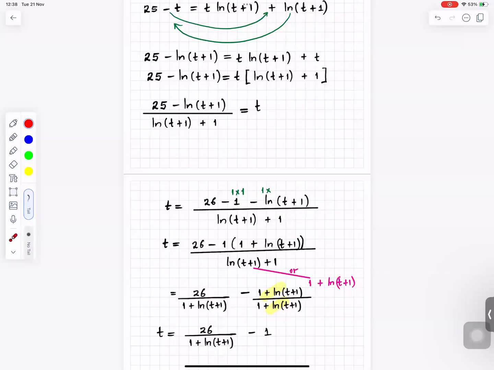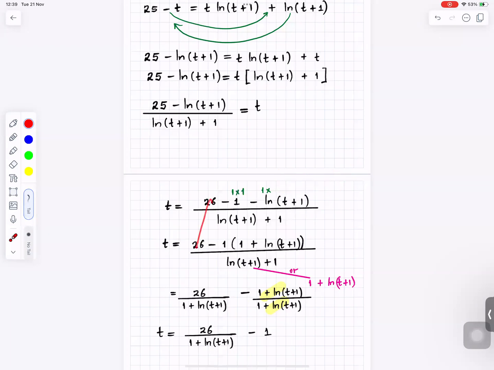These are some mathematical skills. Because we want 26, we got 25 there. We can do 26 minus 1. 26 minus 1 is the same as 25. So we replace 25 with 26 minus 1. Now 1 is the same as 1 times 1. And ln(t plus 1) is the same as 1 times ln(t plus 1).